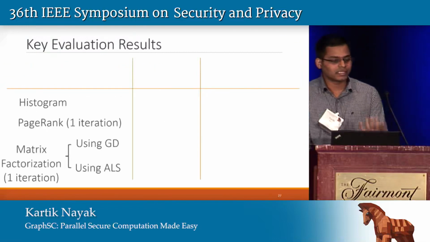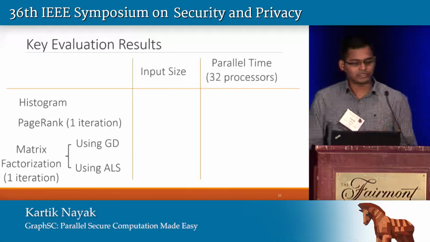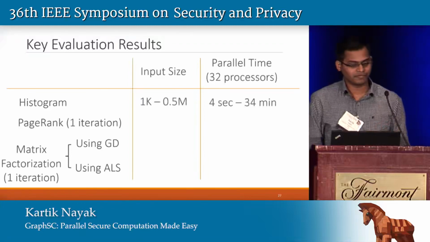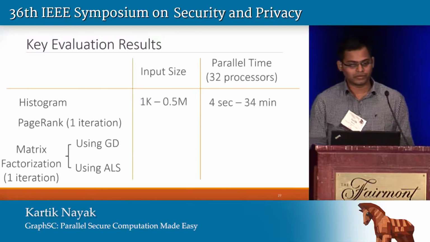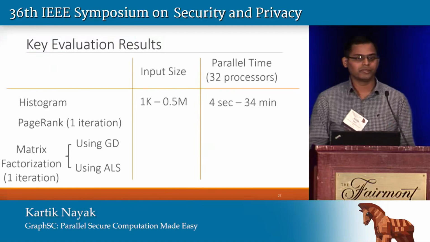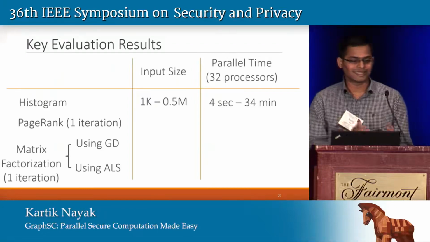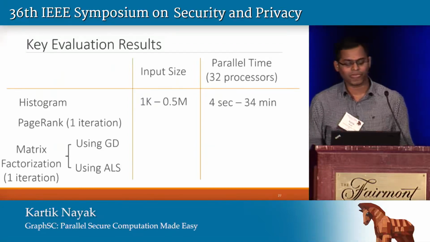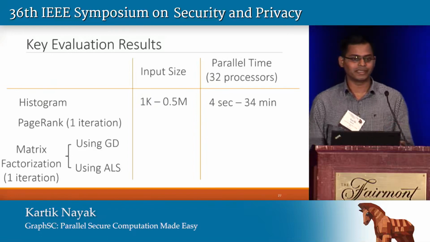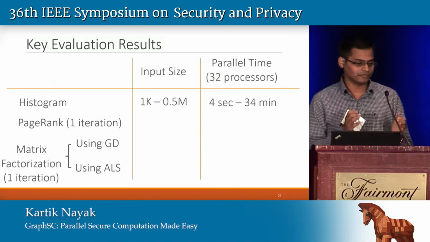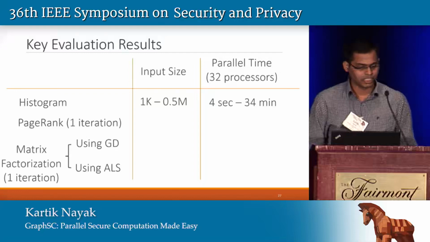To quickly summarize our key evaluation results, we ran this histogram example for an input size of 0.5 million. It took us around 34 minutes for 32 processors. By 32 processors, we mean 16 Garblers and 16 evaluators. And over here, input size in general indicates the sum of the vertices and edges of the graph.